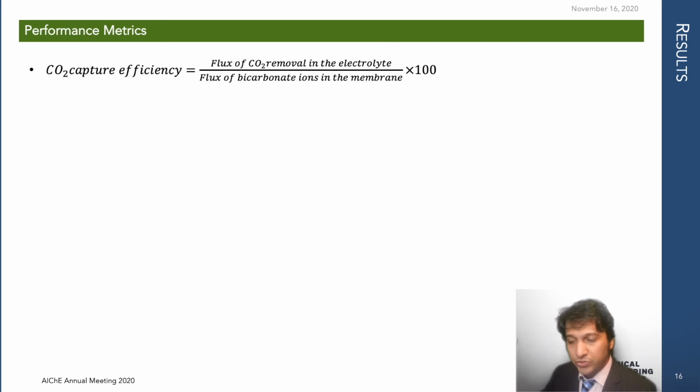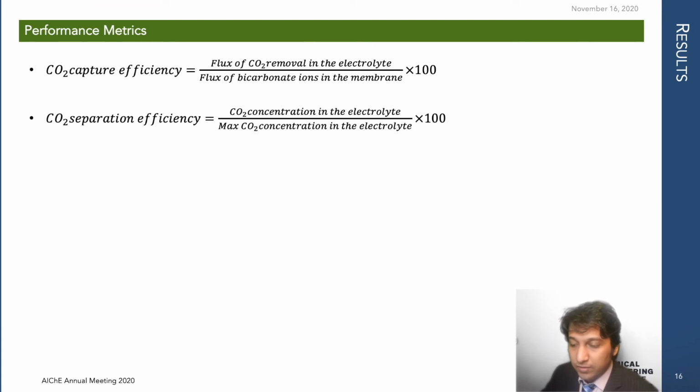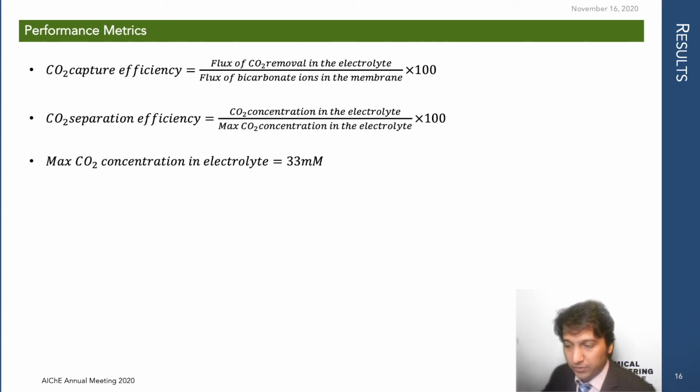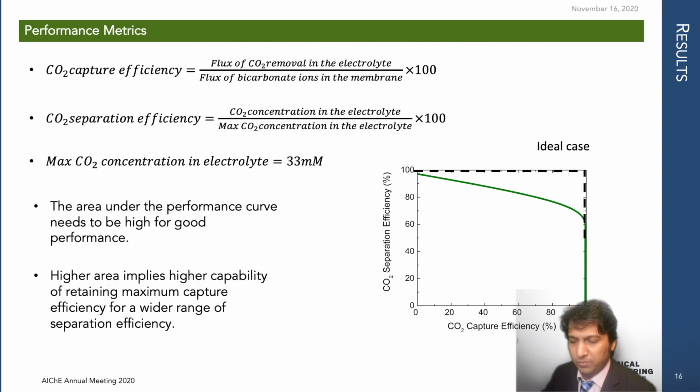So we established certain metrics so that we can evaluate the membranes. The one metric that we have is CO2 capture efficiency, which is the flux of CO2 removal in the electrolyte over the flux of bicarbonate ion in the membrane, because bicarbonates are doing the heavy lifting here. The other one is CO2 separation efficiency, which is pretty simple: the concentration of CO2 in the electrolyte over the maximum possible concentration of CO2, which is 33 millimolar.